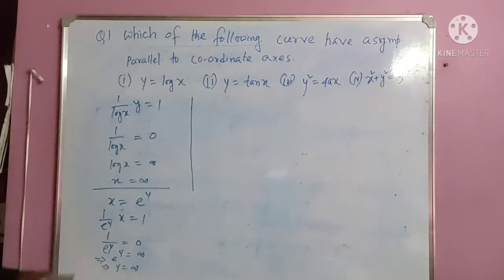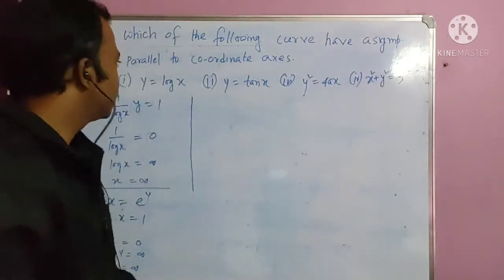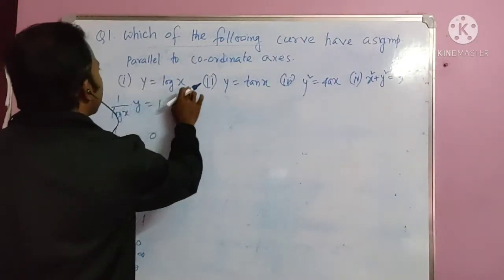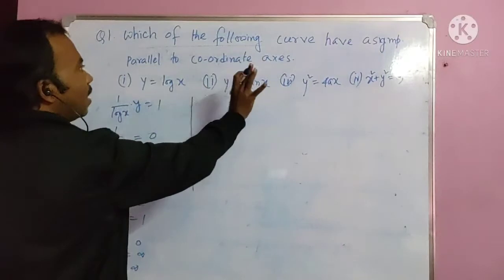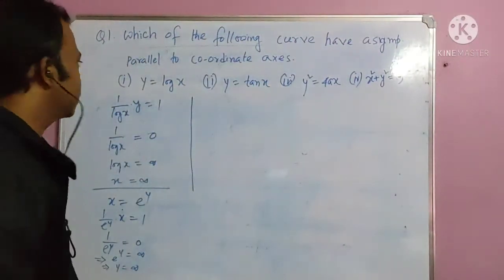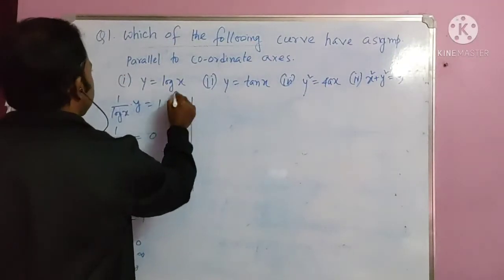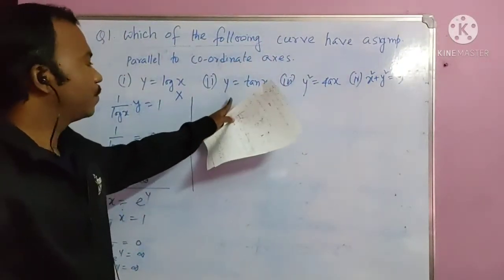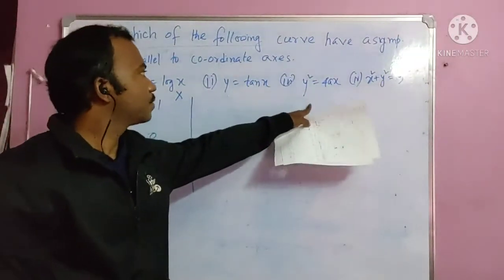See, on both sides there is no finite value. Therefore this equation can't have an asymptote which is parallel to coordinate axis. So this option is not true. Likewise, we can check in this way for 2, 3 and 4.